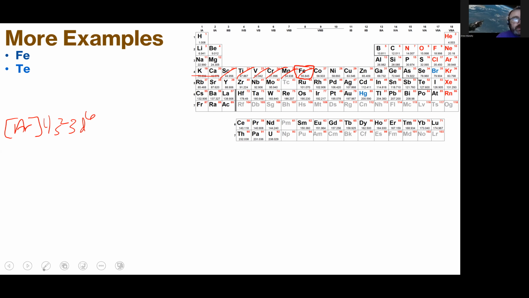Okay. We'll do tellurium real quick. Tellurium is over here. Its most recent noble gas is krypton, so we're going to start with krypton. Okay, and then we're down here at 5, so this is 5s2 because we did 1, 2. We're going all the way across the d's, so that's 4d10, and then we're going across tellurium 1, 2, 3, 4. That's 5p4. Okay. Practice, practice, practice, but the periodic table gives you the answer, so you just have to count.